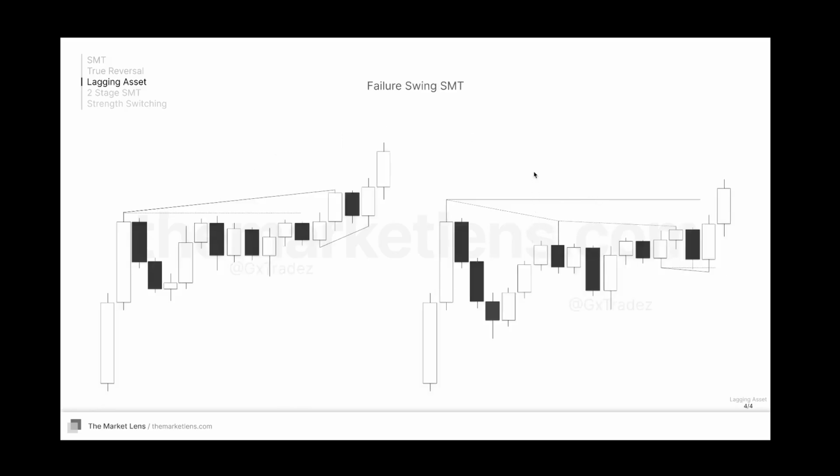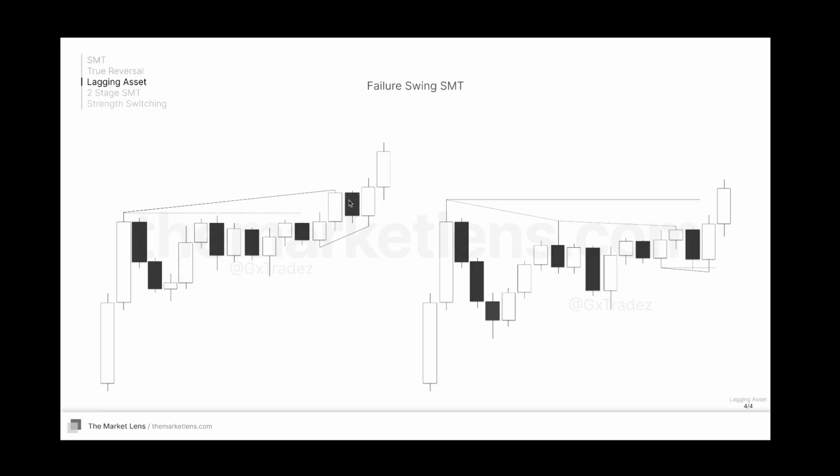Now here are some forms of SMT that I don't deem to be high probability. It's when both assets have failure swings, and one asset sweeps those failure swings, while the asset that doesn't is very close to those failure swings. It's almost creating equal highs. I will never trust this as an SMT. It's generally always going to fail, especially if this asset fails to reverse from here.